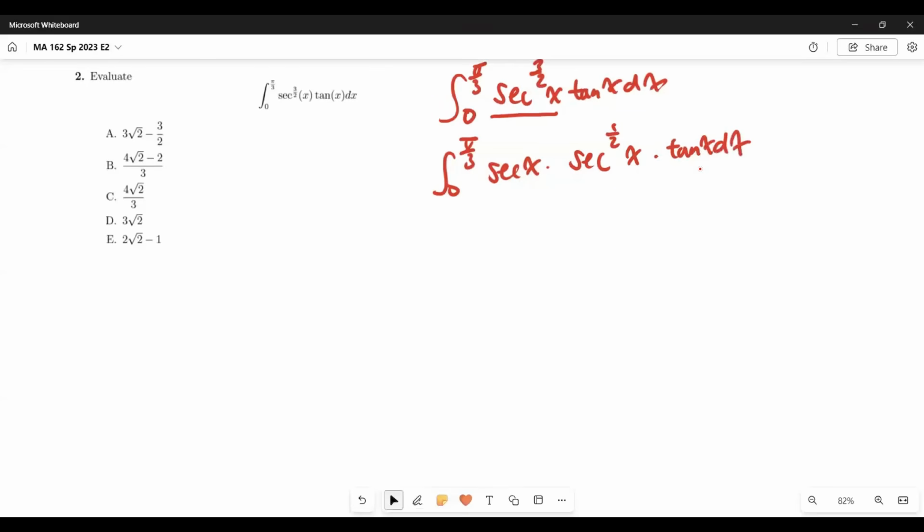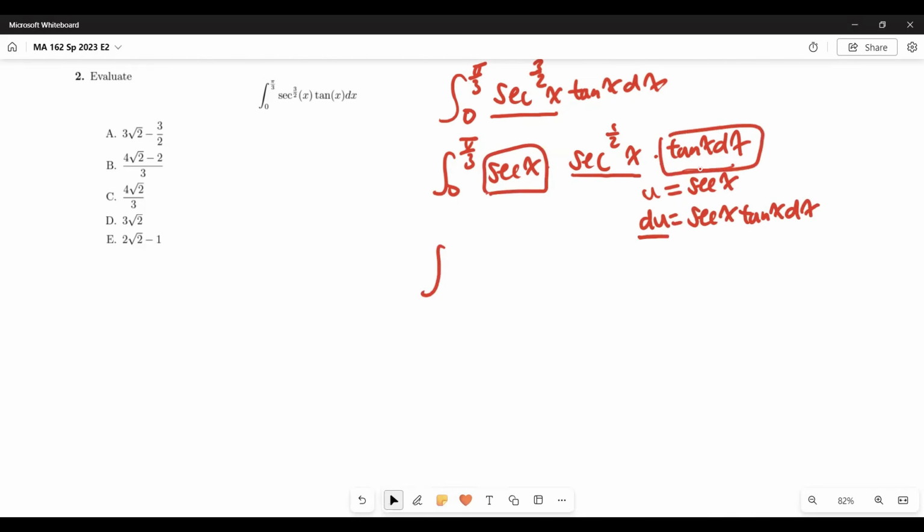There we go. If you look at this, if you put u as secant x, then we can put the derivative as secant x tangent x. So what we're going to do is put u equals secant x and du as secant x tangent x dx. So secant x tangent x dx can be written as du. So we have that. And this is secant to the 1 over 2 x. So this is u to the 1/2. And then we have to find the bounds, right?